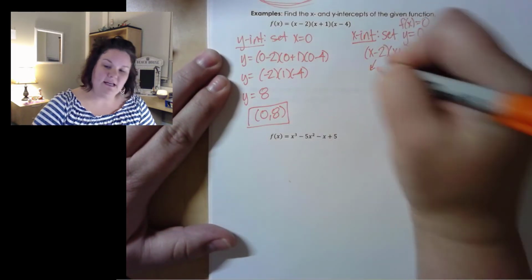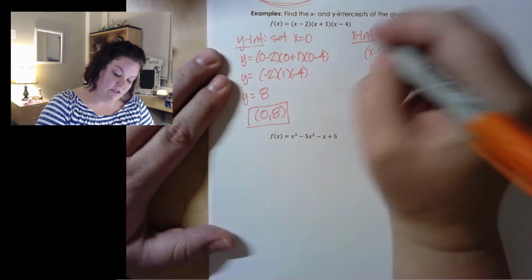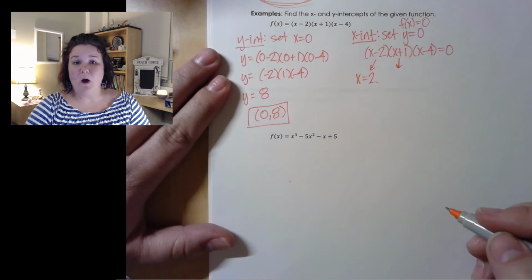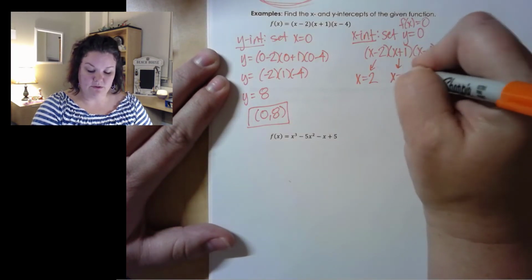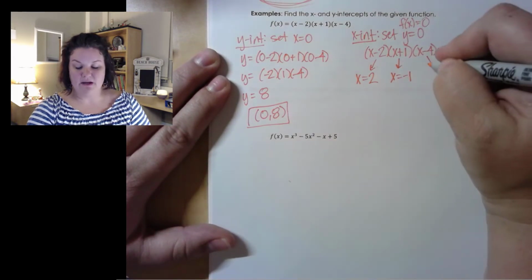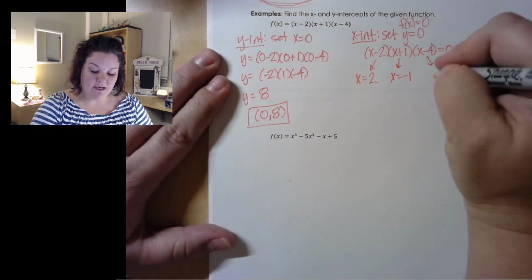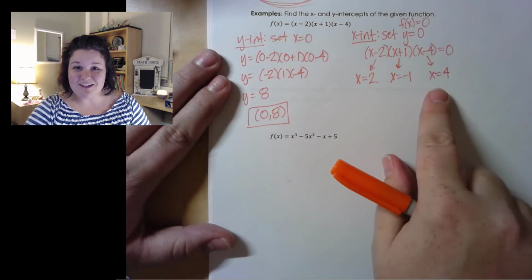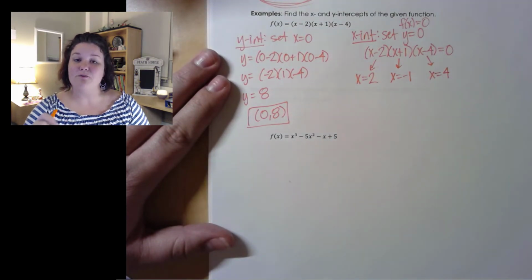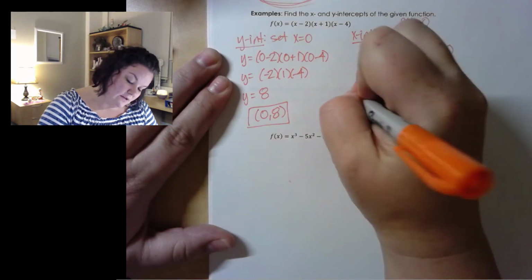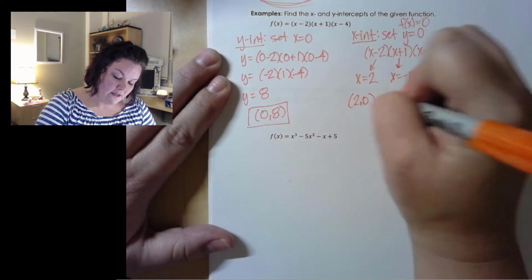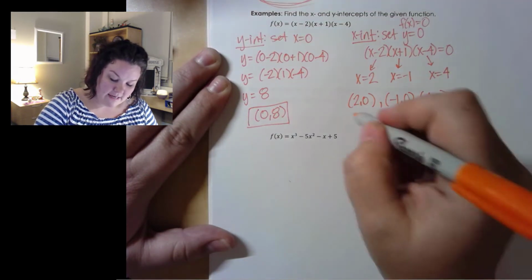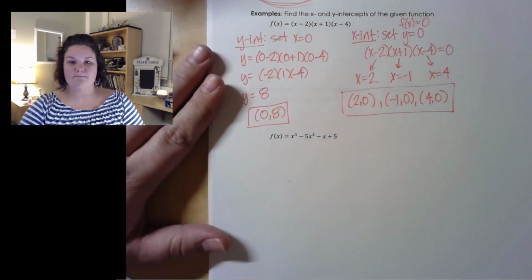If I set x minus 2 equal to 0 and solve, I'm going to end up with x equals positive 2. If I set x plus 1 equal to 0 and solve, I'm going to end up with x equals negative 1. And when I set x minus 4 equal to 0 and solve, I'm going to end up with x equals positive 4. Again, don't circle your answers here. They're not done because these are intercepts, so we have to write them as ordered pairs. So this is going to be the ordered pairs (2, 0), (-1, 0), and (4, 0) because these are x-intercepts.